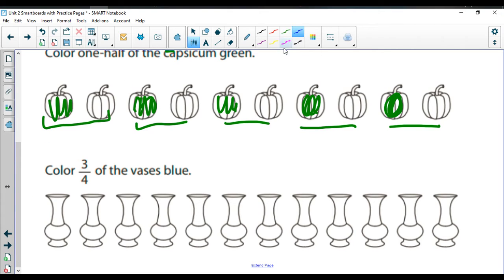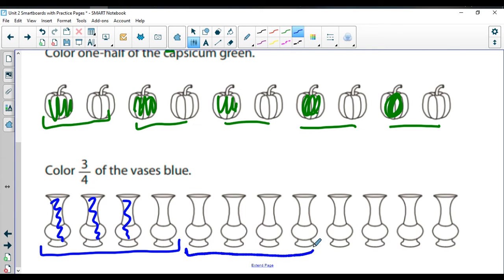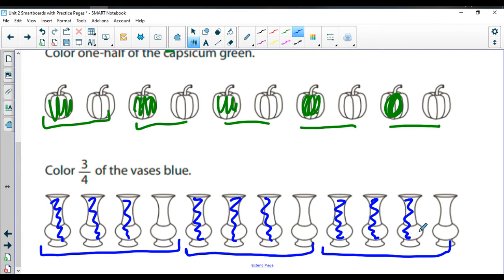The last part is to color 3/4 of the vases blue. So in a group of 4, you would color in 3. 1, 2, 3. In a group of 4, you would color in 3. 1, 2, 3. And in the final group of 4, you would also color in 1, 2, and 3 of them, for a total of 9 of the vases colored in.